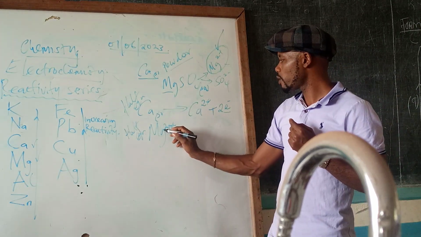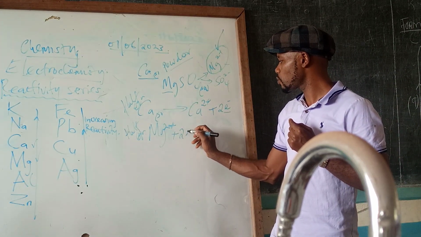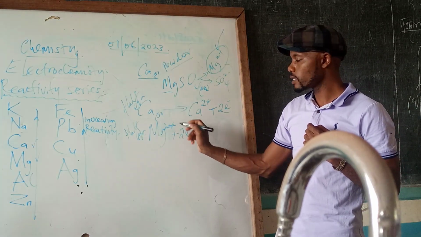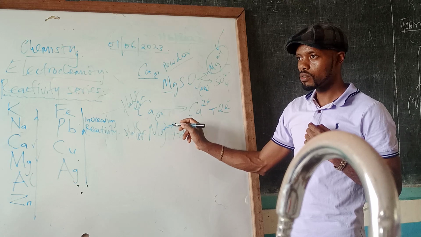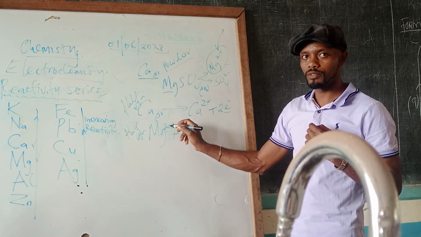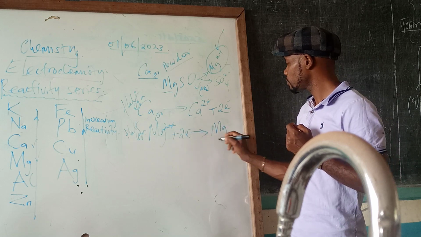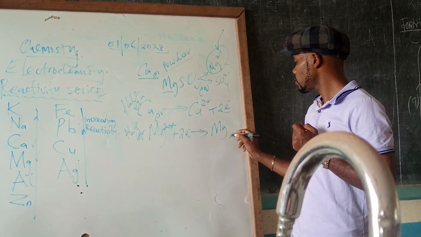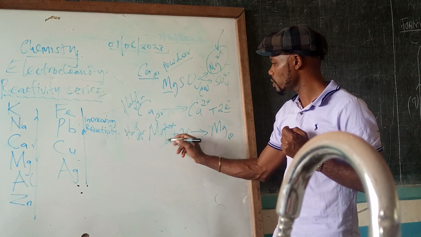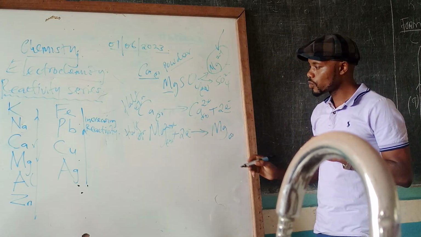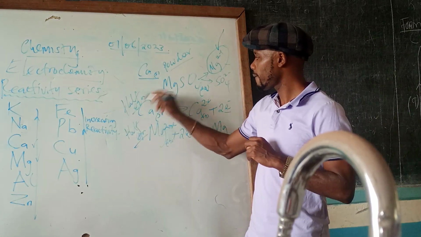So we are going to have magnesium 2 plus, 2 electrons, for it now to have what? To balance the electrons it has lost, to reach octet configuration. And on the other side now, it is going to be what? Magnesium in the solid state. This one is in aqueous state. This is solid state. This one is aqueous state. So that is now the second half equation.